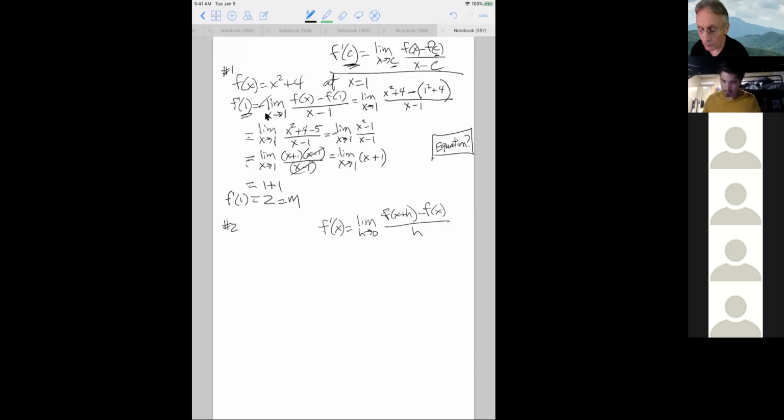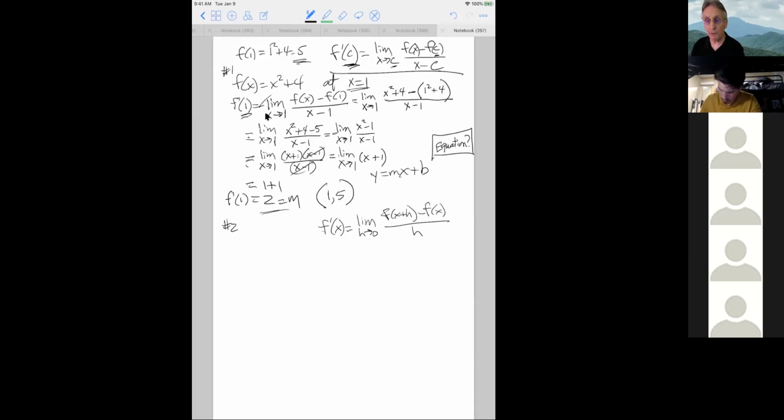Now, remember this. One advantage of plugging in the 1 somewhere: f of 1, we got 1 squared plus 4, that's equal to 5. Well, you've got the slope at x equals 1, but you need the point also. Well, the y coordinate is 5. So the point is (1, 5). All right? So now, I'm going to use y equals mx plus b for this one.